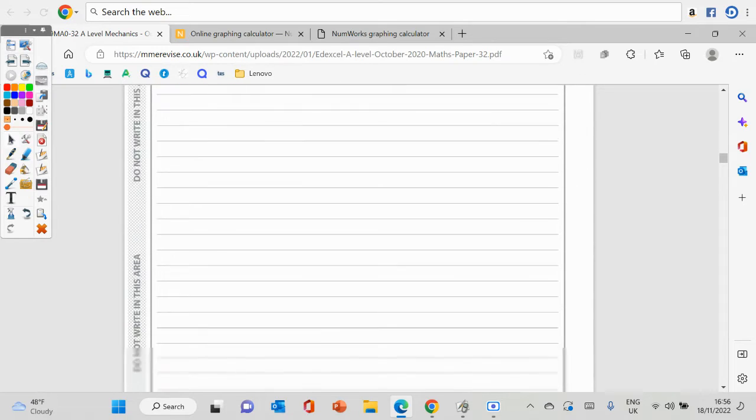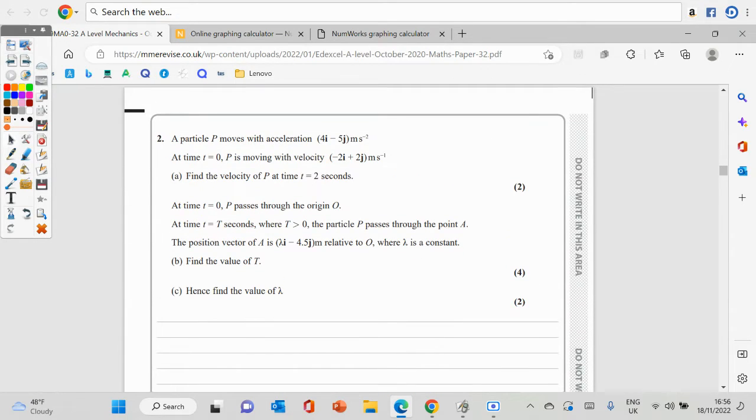to the next question. Give me so much paper for this first question, jeez. Right, question 2. We've got a particle P that moves with acceleration of 4i minus 5j metres per second squared. At time t equals 0, P is moving with a velocity of minus 2i plus 2j. So I've got my acceleration, I've got my velocity. I can actually jump straight into this question, because all I need to do for the first part is to integrate this, because we're looking for the velocity at time t equals 2.